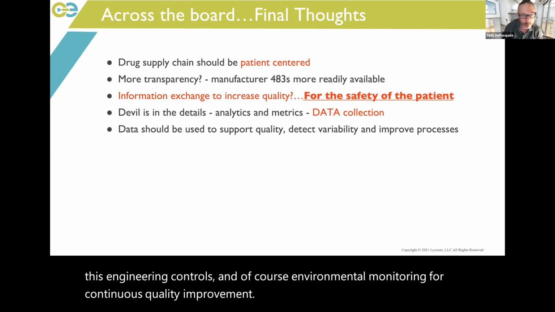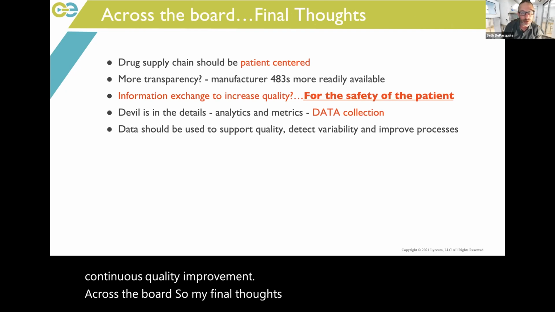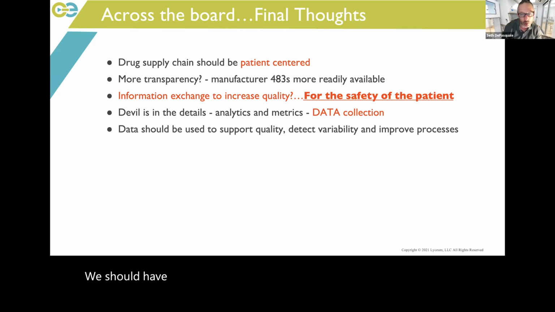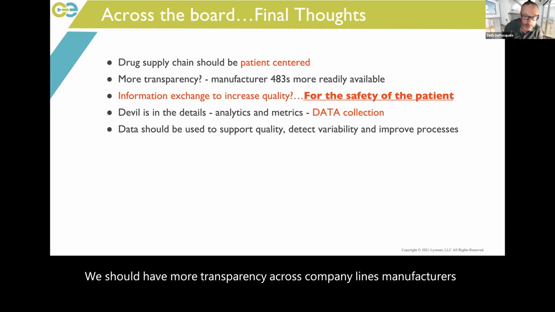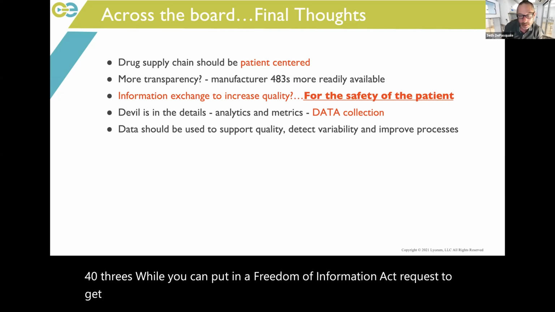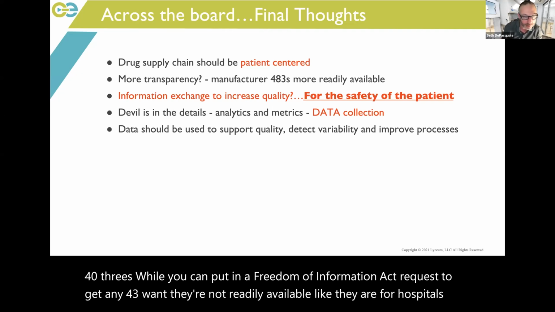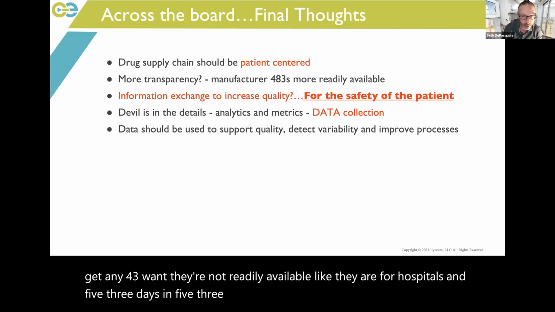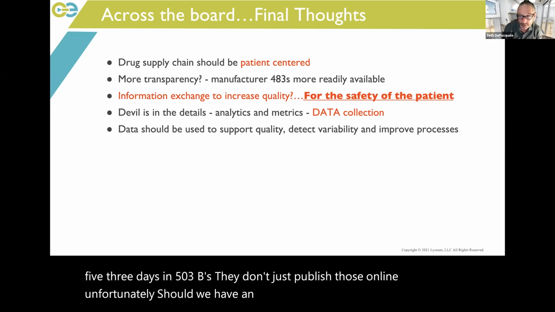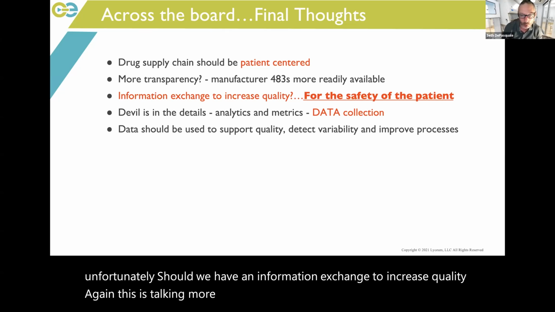Across the board, some of my final thoughts: the drug supply chain should be patient-centered. Maybe we should have more transparency across company lines. While you can put in a Freedom of Information Act request to get any manufacturer's 483, they're not readily available like they are for hospitals and 503As and 503Bs. They don't just publish those online, unfortunately. Should we have an information exchange to increase quality? Again, this is talking more about going across corporate lines.